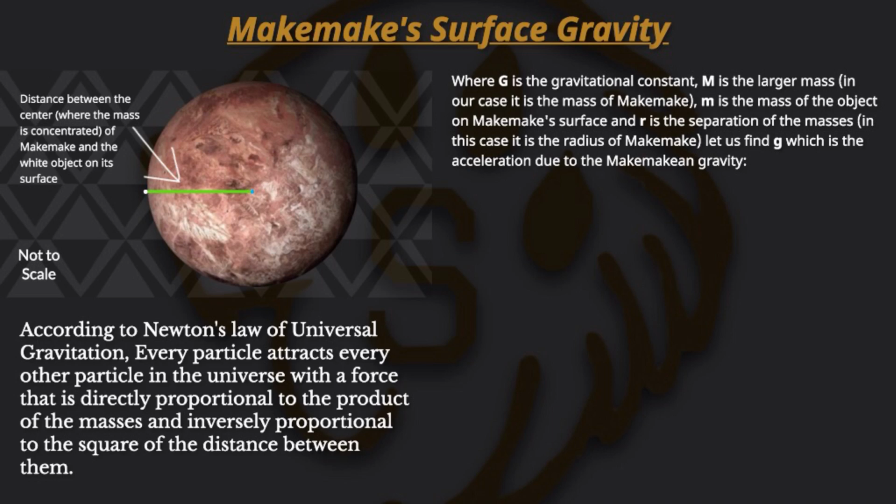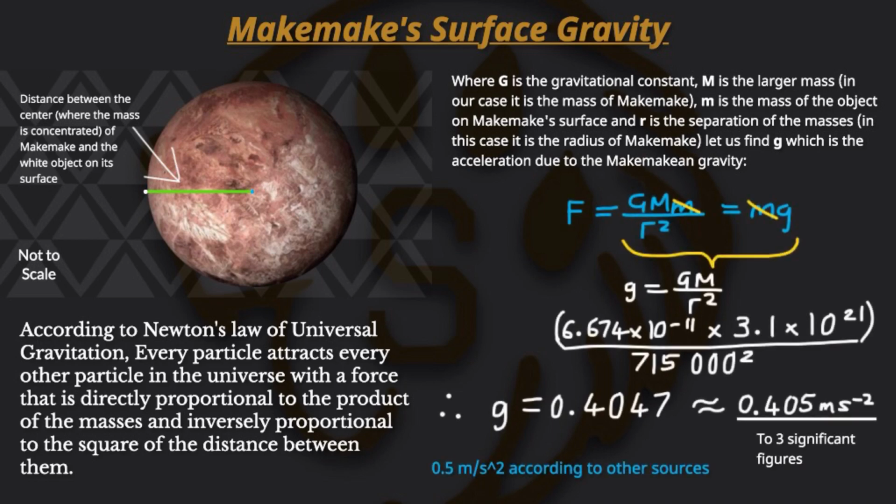This is why when we looked at the blue and the white dots, they were separated by the green line, which was the radius of Makemake. The blue represented one of the masses, which is the mass of Makemake, concentrated at the center, and then the white point mass was the other mass, and they're separated by the radius of Makemake. It's the distance from the surface of Makemake where the white object is experiencing a force, to the center of Makemake. So it's basically from the surface to the center of Makemake. That's what the radius covers, and that's basically the distance between those two masses that we're looking at just now.